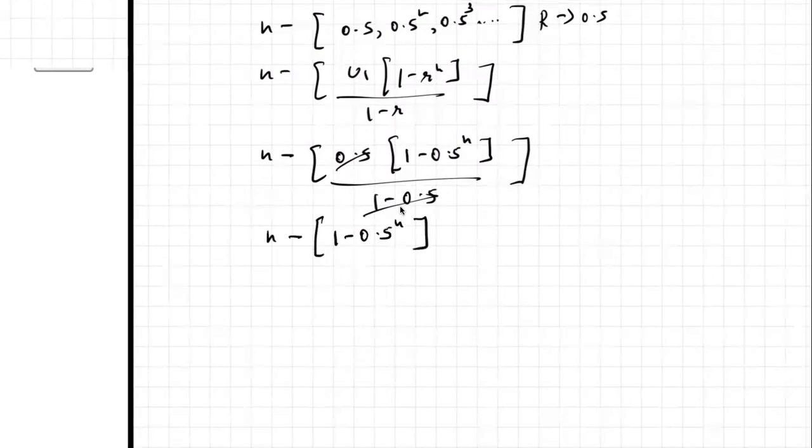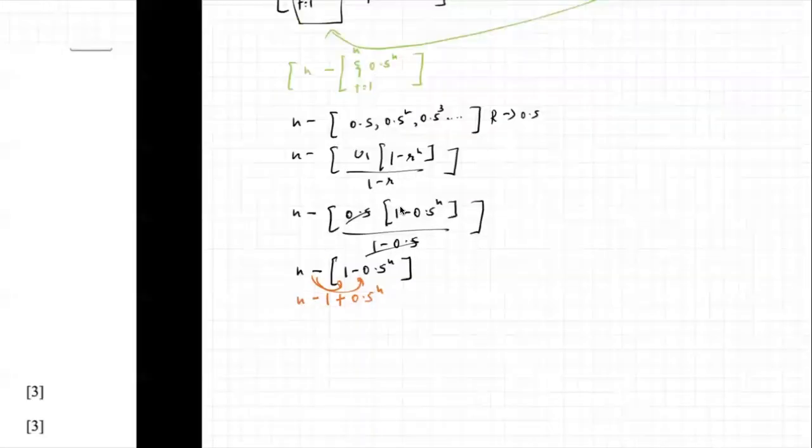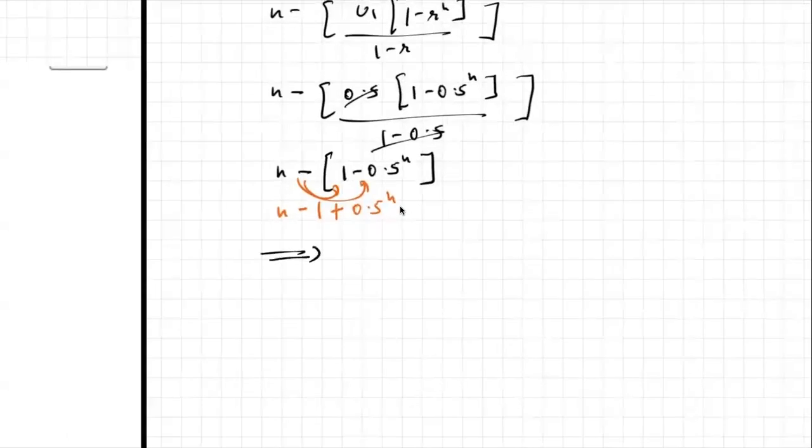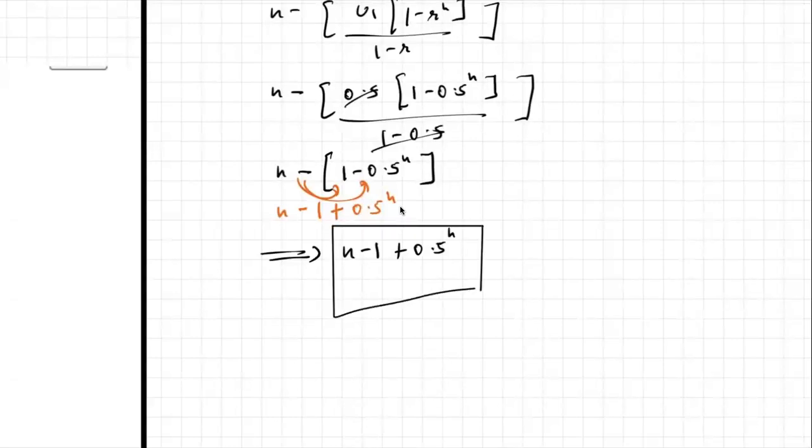And voila, we got our answer. N minus 1 and plus 0.5 to the power of n. Minus, I just multiplied the minuses here, minus of minuses is plus anyway. And when you write this again in a bit more clear way, your final answer would be n minus 1 plus 0.5 to the power of n. Let me just circle this. This would be your answer.